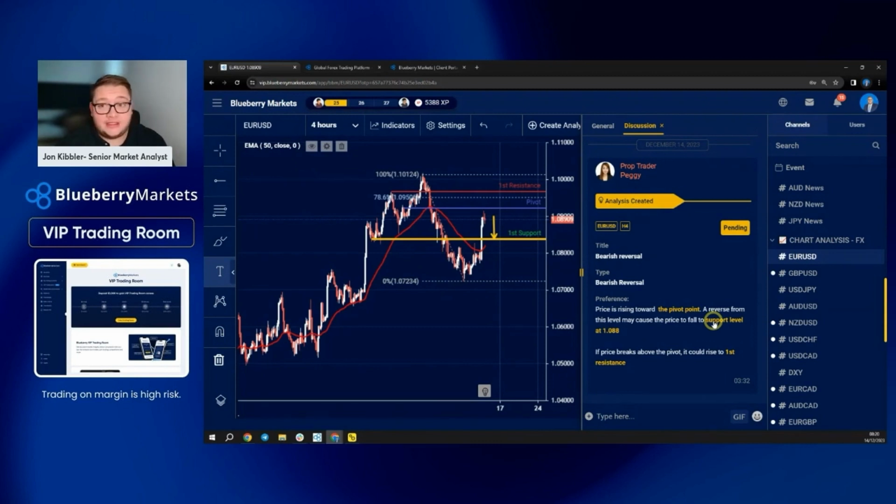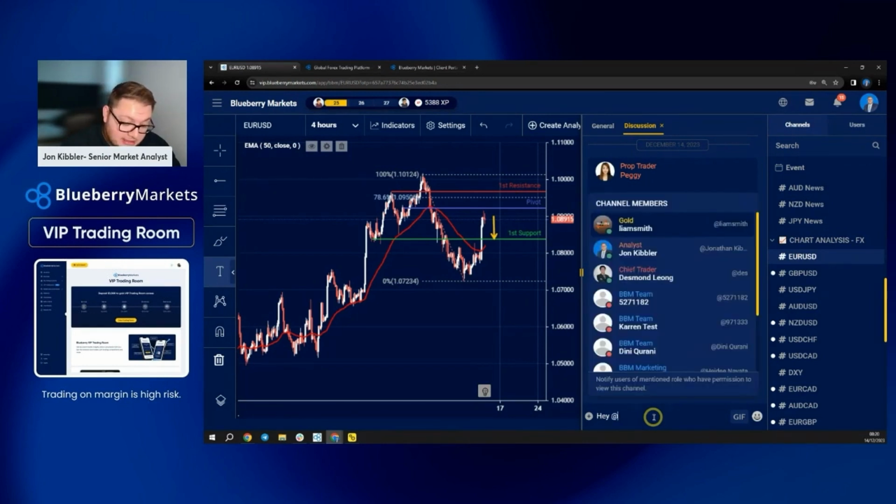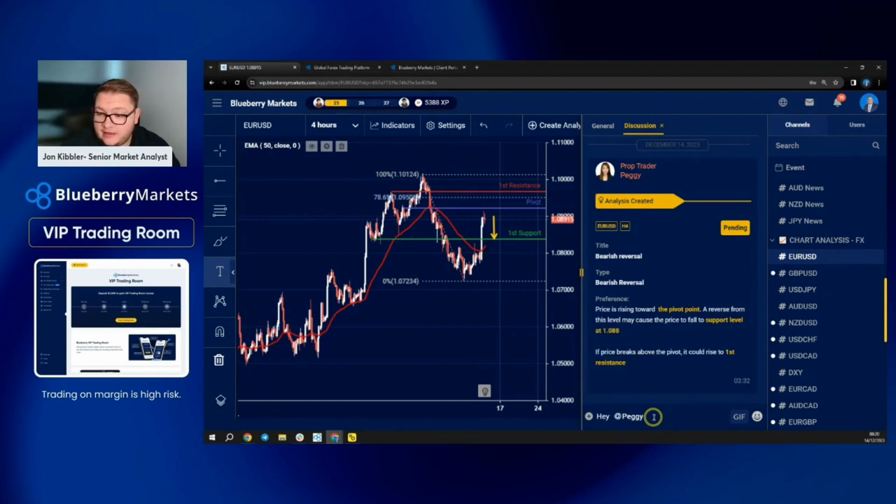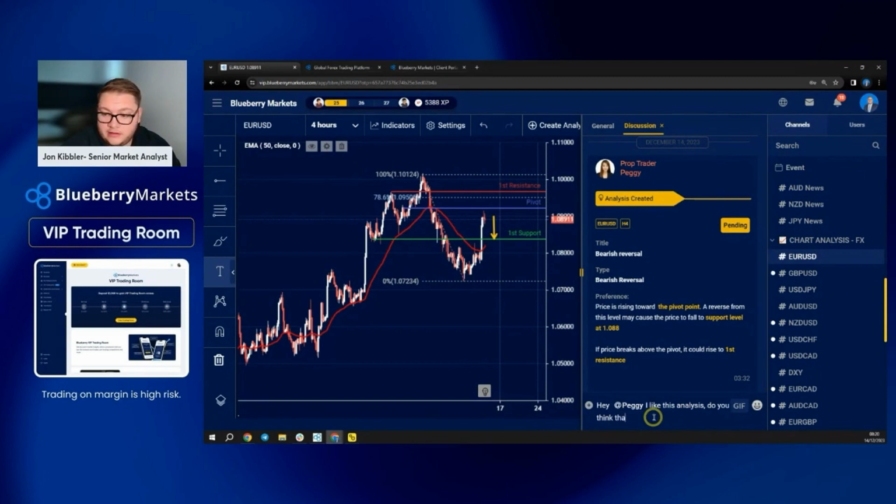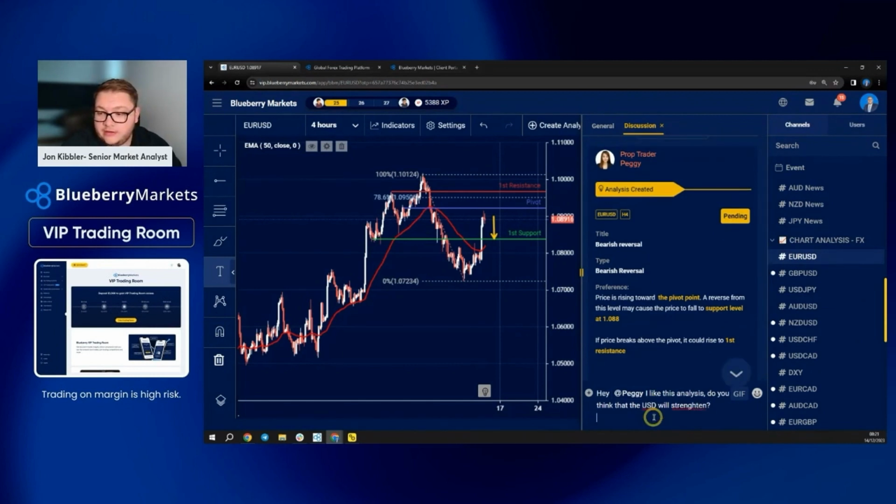But what's really cool about this is that you can do this too, and you can do it in multiple different ways. One of the ways you can do it is by just sending a message here to Peggy. You could just say, hey, and if you want to tag Peggy, you just type in Peggy. Hi, Peggy. I like this analysis. Do you think that the US dollar will strengthen? So you can ask questions. You can also do other things as well.